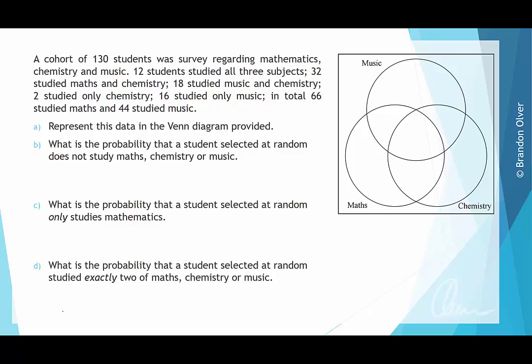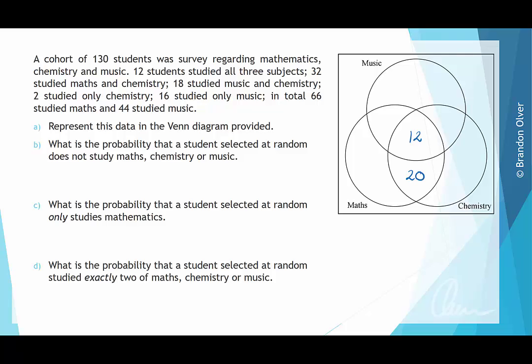Part A asks us to represent this in a Venn diagram. So we need to put in the information that exactly fits into this Venn diagram. So 12 students studying all three subjects goes in this overlap where music, maths and chemistry all intersect. Then we know that 32 students studied maths and chemistry. So maths and chemistry has 32 students, 12 of them are here, which leaves 20 to go here.